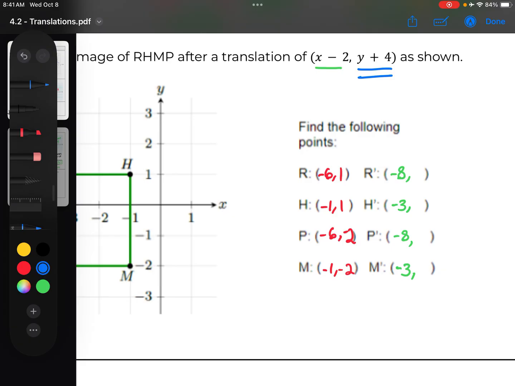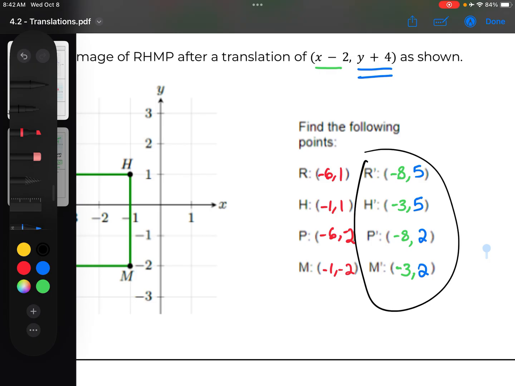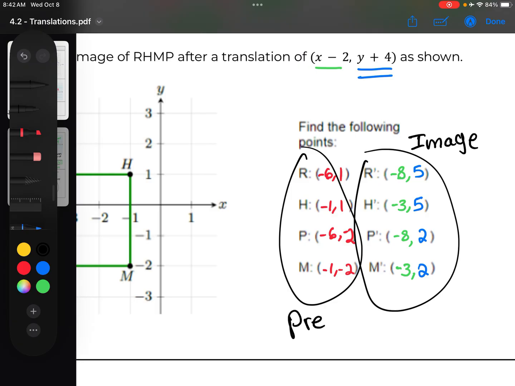We then need to apply the movement in the y direction. So we need to increase the y by 4. So 1 plus 4 is 5. And negative 2 plus 4 is positive 2. So these are the coordinates of the image. And this would be the pre-image.